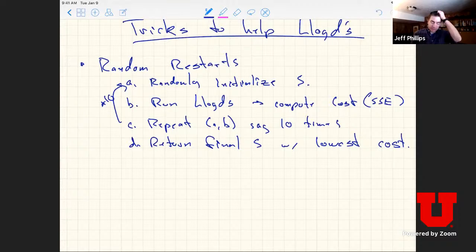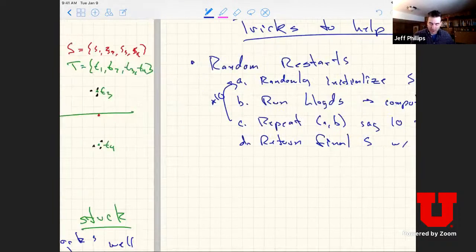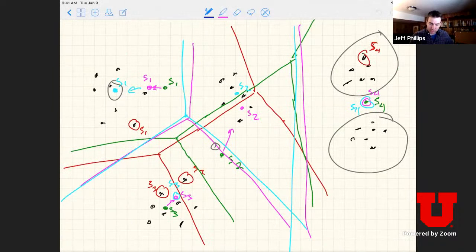So think of it like this: you'll run it with an initial random guess, right? Initially, I chose these 4 points here, maybe at random, and I got to this configuration. If I chose a different 4 sites, I might get to the same configuration. A lot of times you will, but sometimes you'll get to something different, and that might be better, right?